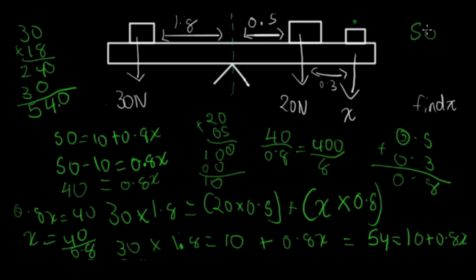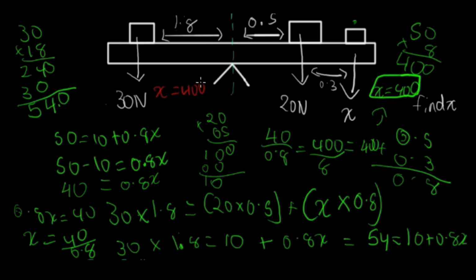So 40 divided by 0.8 is equal to 400 over 8. And when we do 50 times 8, you get 400. So the answer is 400, and x is equal to 400. That's how you get the answer.